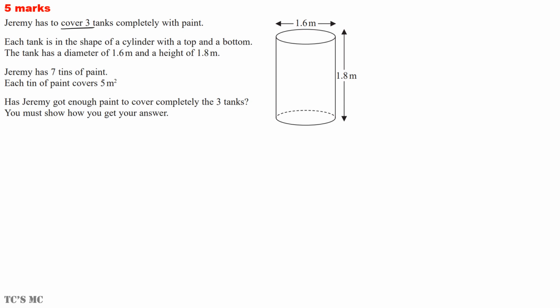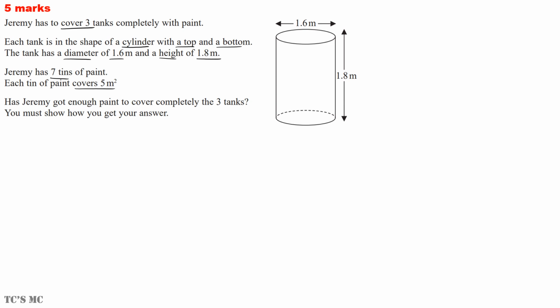Jeremy has to cover 3 tanks completely with paint. Each tank is in the shape of a cylinder with a top and a bottom. The tank has a diameter of 1.6 meters and a height of 1.8 meters. Jeremy has 7 tins of paint. Each tin of paint covers 5 square meters. Has Jeremy got enough paint to cover completely the 3 tanks? You must show how you get your answer.